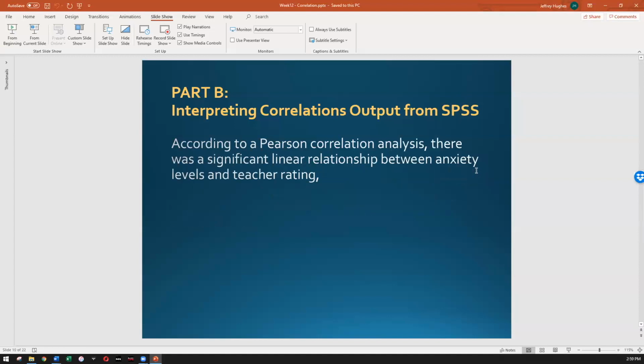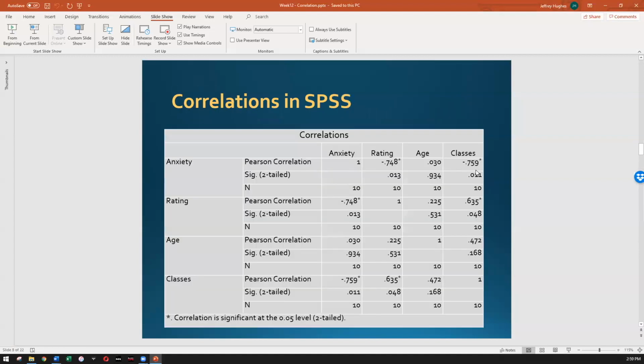Next, let's go back up. Can someone tell me what variable, and this is kind of easy because of process of elimination, is not significantly correlated with anxiety? Age. Cool. Yep, age. And we know that because, one, there's no asterisk, but two, 0.934 is definitely not smaller than 0.05, so therefore we know it's not significant.